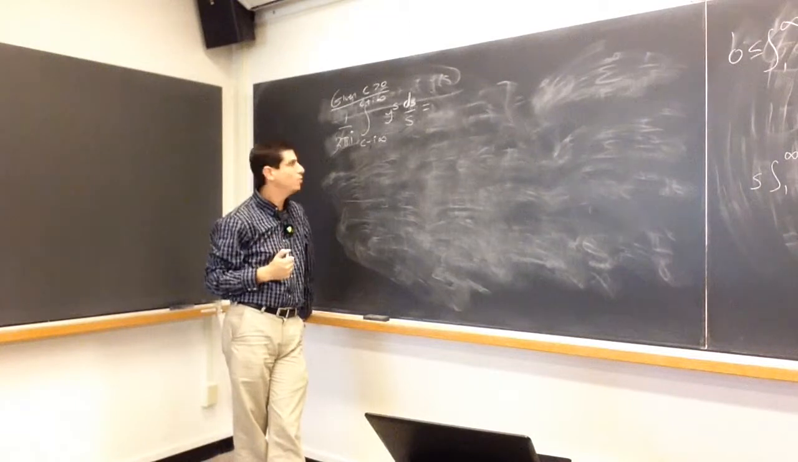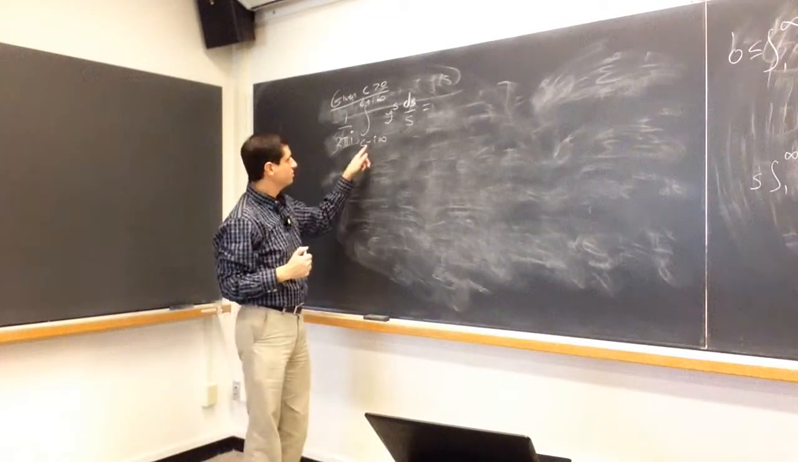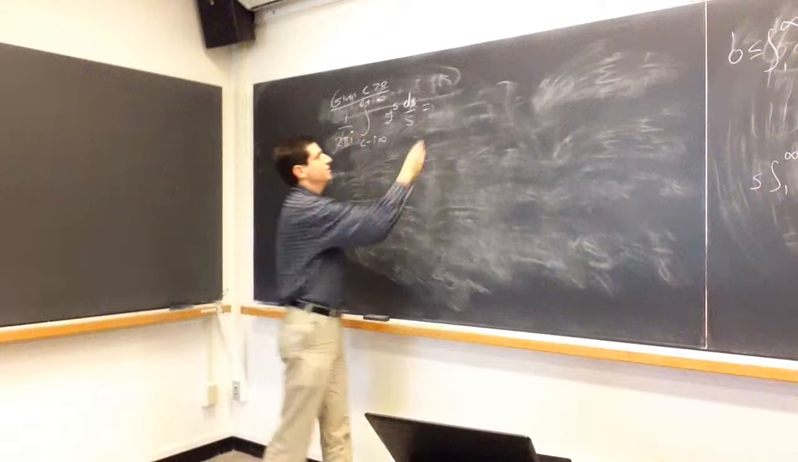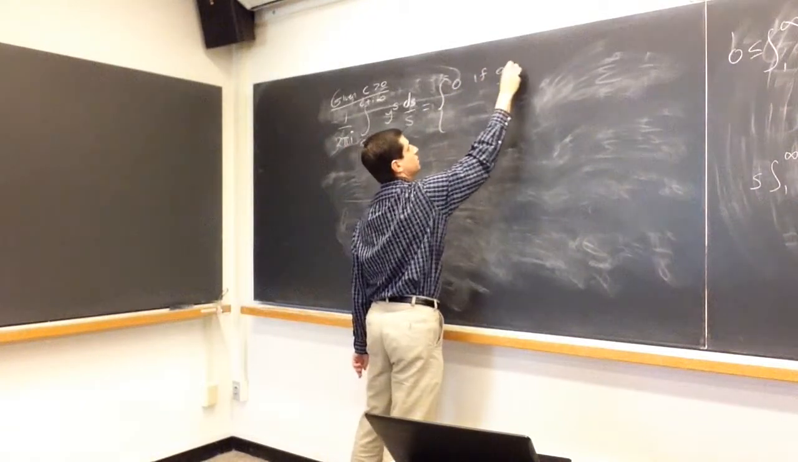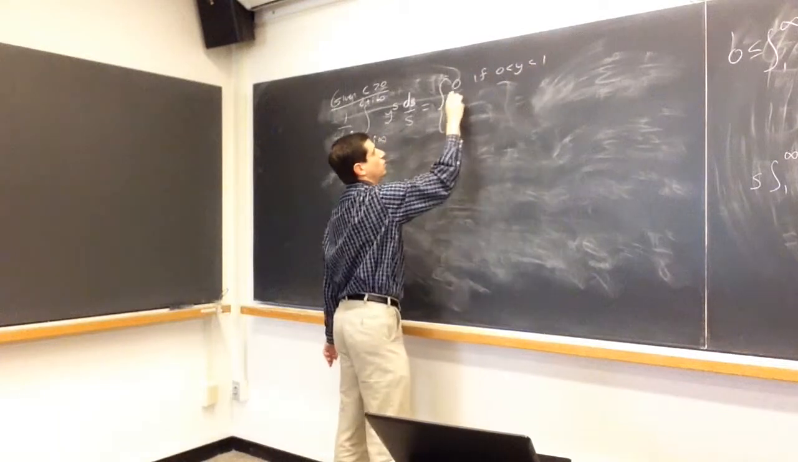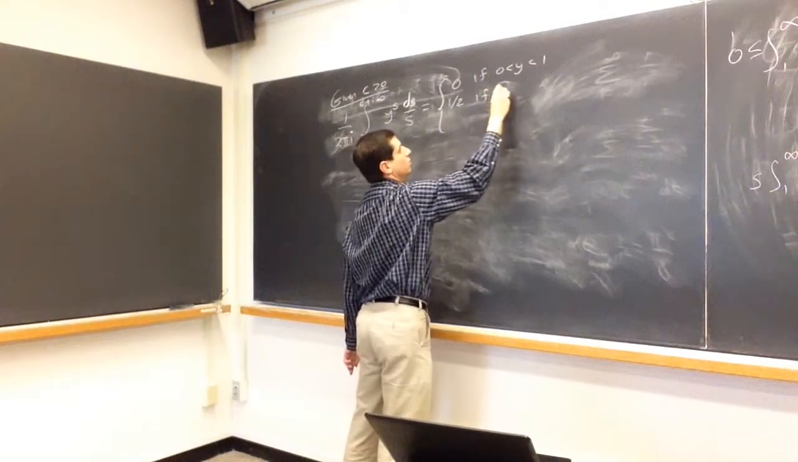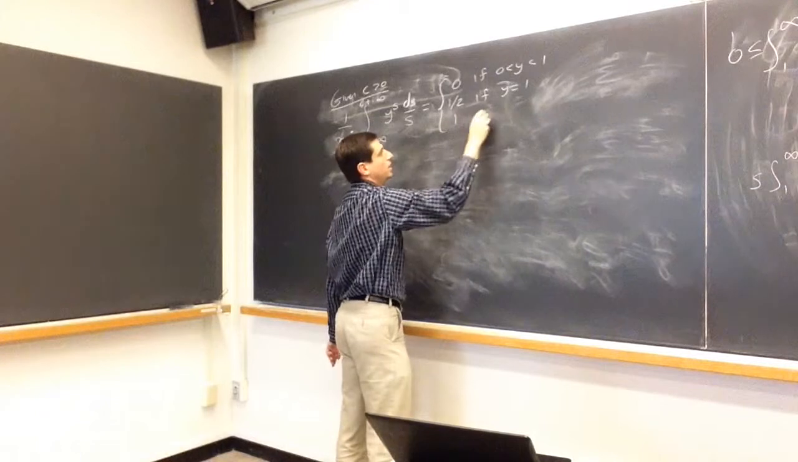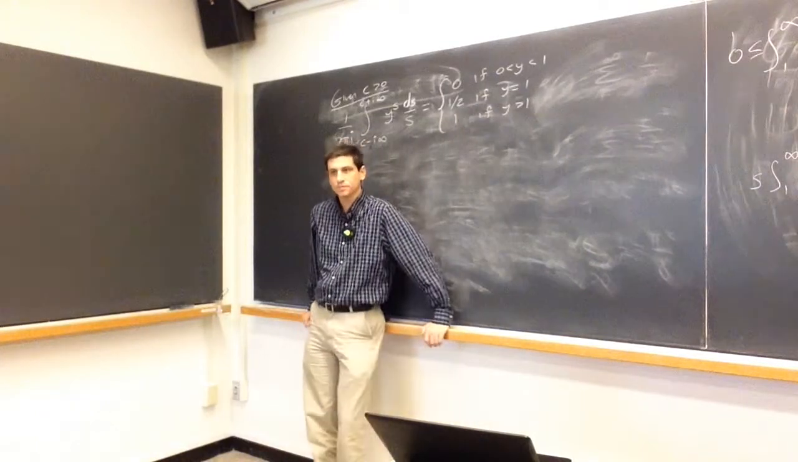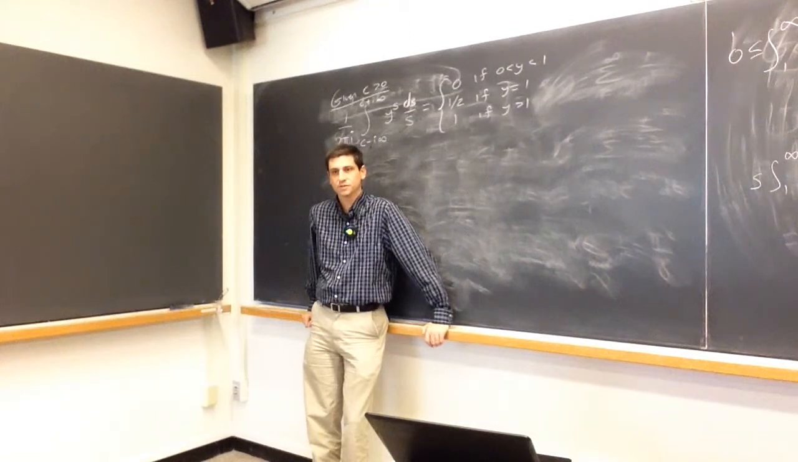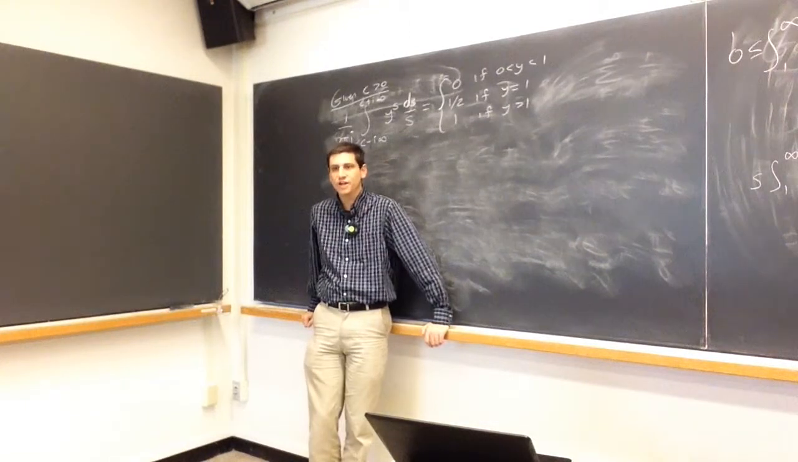So for a fixed value of y, I let s range from c minus i infinity to c plus i infinity. And I get the following. I get 0 if 0 is less than y is less than 1. I get 1/2 if y equals 1. And I get 1 if y is greater than 1. So the question is, how do we evaluate this?